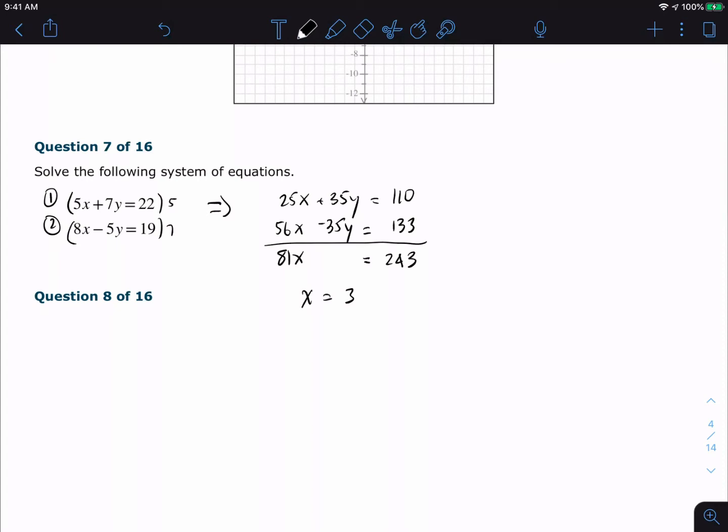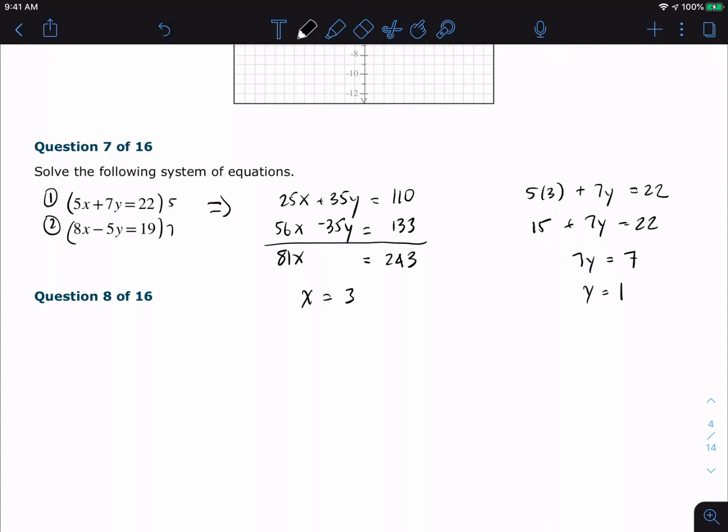Okay? Now, to get my y value, I'm going to go back to an original. So I'm going to plug into number 1. So I'm going to go 5 times 3 plus 7y is equal to 22. Well, what's 5 times 3? 15. So 15 plus 7y is equal to 22. If I subtract 15 from both sides, I'm going to get 7y is equal to 7, right? Yes. And my y is equal to 1. Does that make sense?